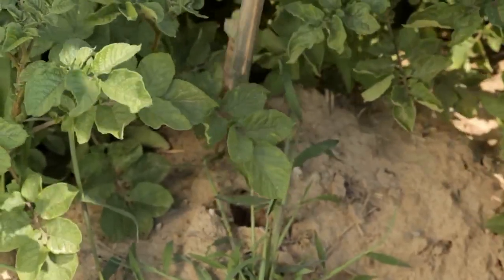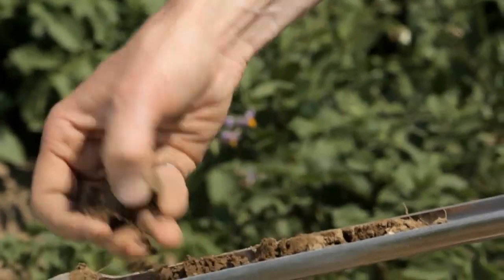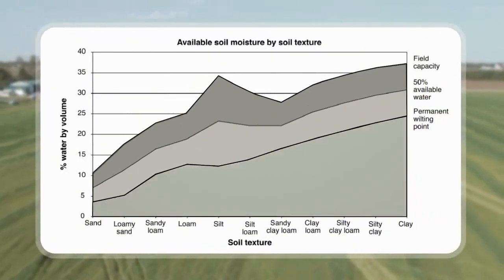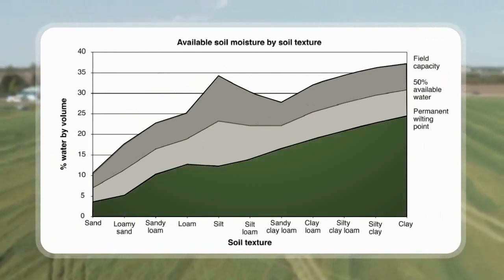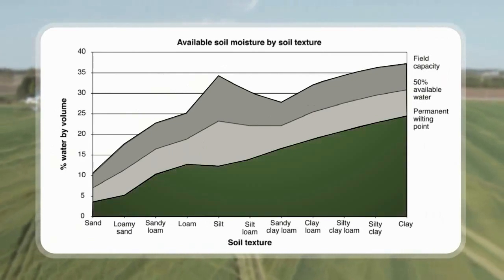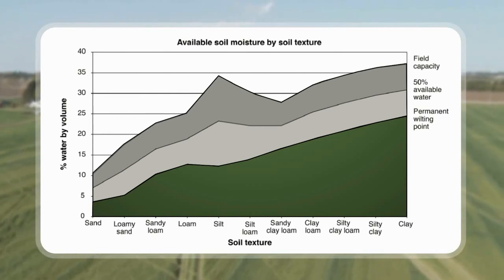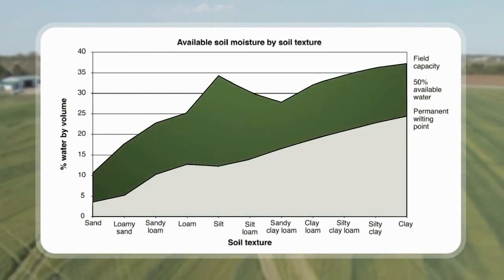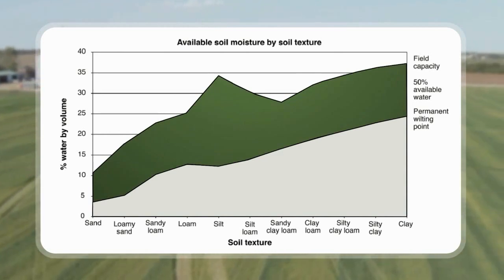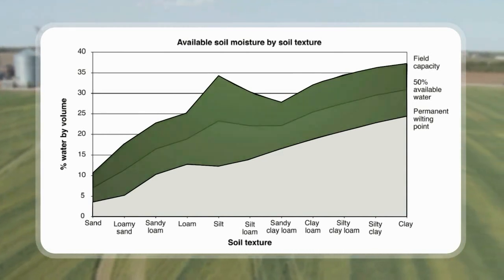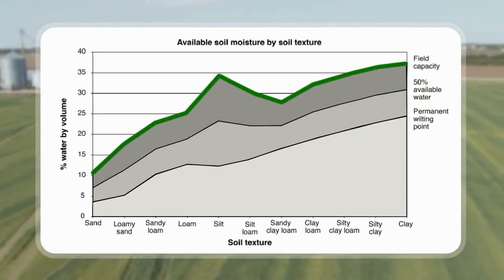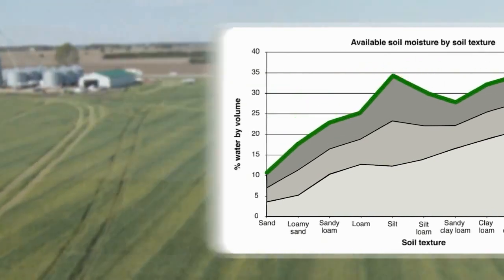Different soil textures, sand, sandy loam, and clay loam, will have different amounts of soil moisture. The pale gray area represents water that is in the soil but tightly bound to the soil particles and unavailable to the plant. The medium and dark gray areas represent water that is available for the plant to use. Water in excess of the gray shaded areas will drain out of the soil profile. The maximum water that the soil can hold is called the field capacity.